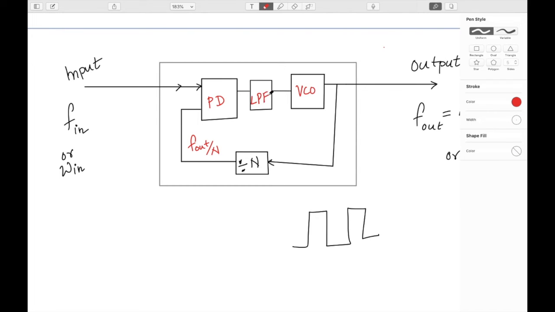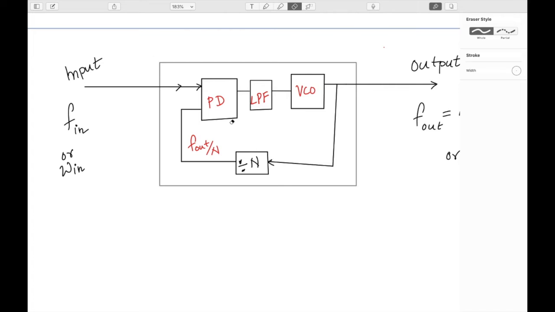So the main purpose of the low pass filter is averaging, because we ultimately want to give the average value of the output of the PD to the VCO, as we have discussed. Even when we say KPD, we are focusing on the average. So how do we do the averaging in the practical sense? Using a low pass filter. Now this is the complete picture.